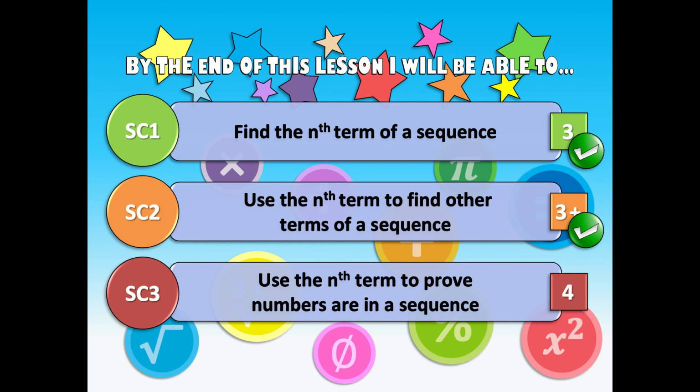And now we've completed success criteria 2. So now we're going to move on to number 3, and this is to use the nth term to prove numbers are in a sequence.